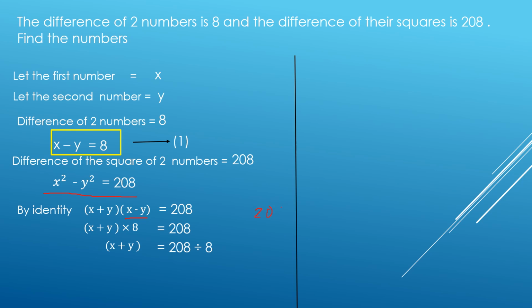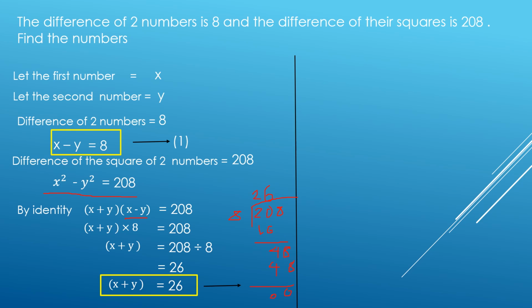208 divided by 8. 2 times 8 gives 16. Remaining is 4 and 8. What makes 48? 6 times 8 gives 48. So what will be your answer? Yes, it's 26. So we got x plus y as 26.